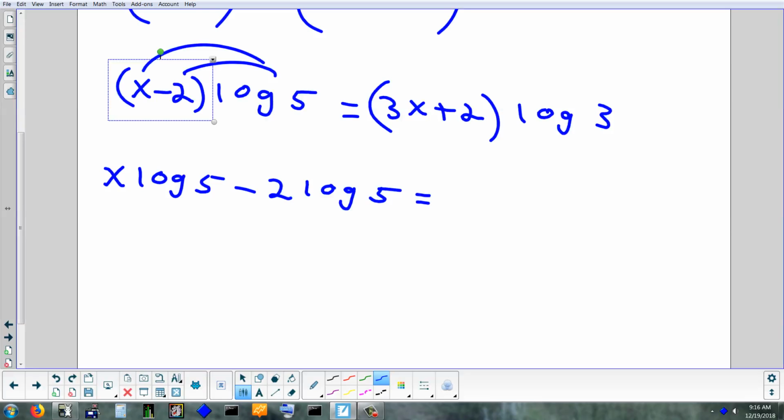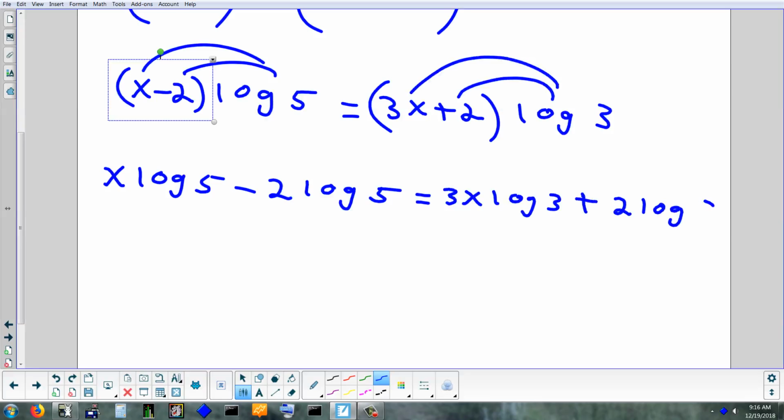Anyone think they can tell me the part on the right? 3x log 3. So 3x times what we're distributing. And then what sign comes next? Plus sign. 2 log 3. Plus 2 times what we're distributing. 2 log 3.